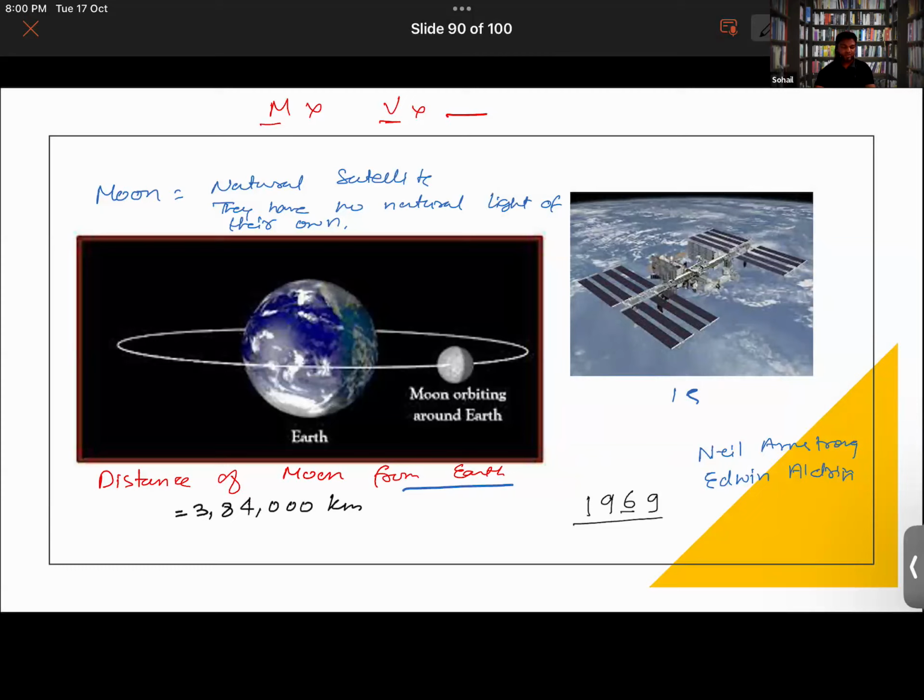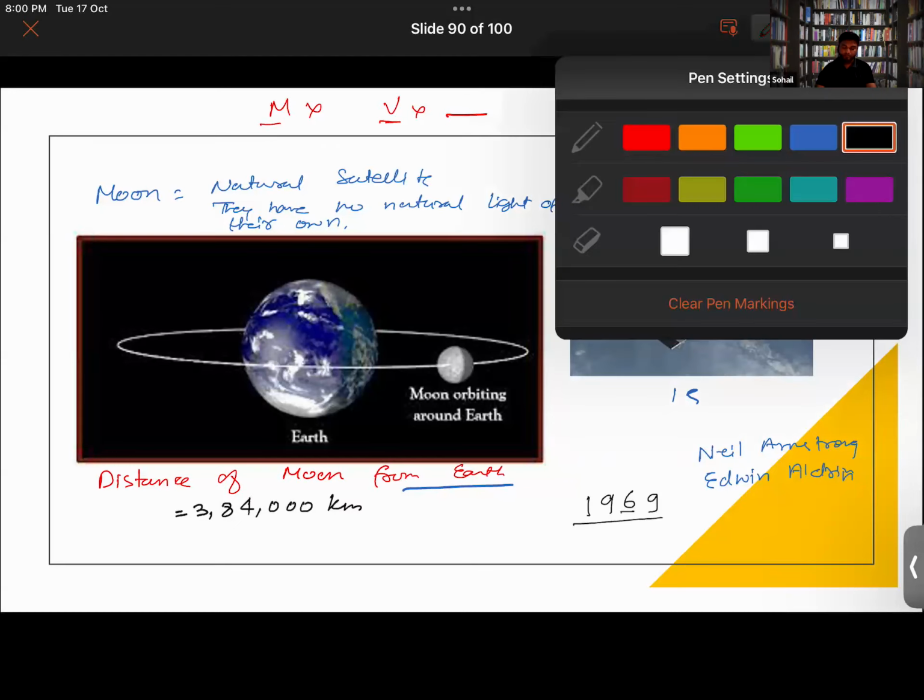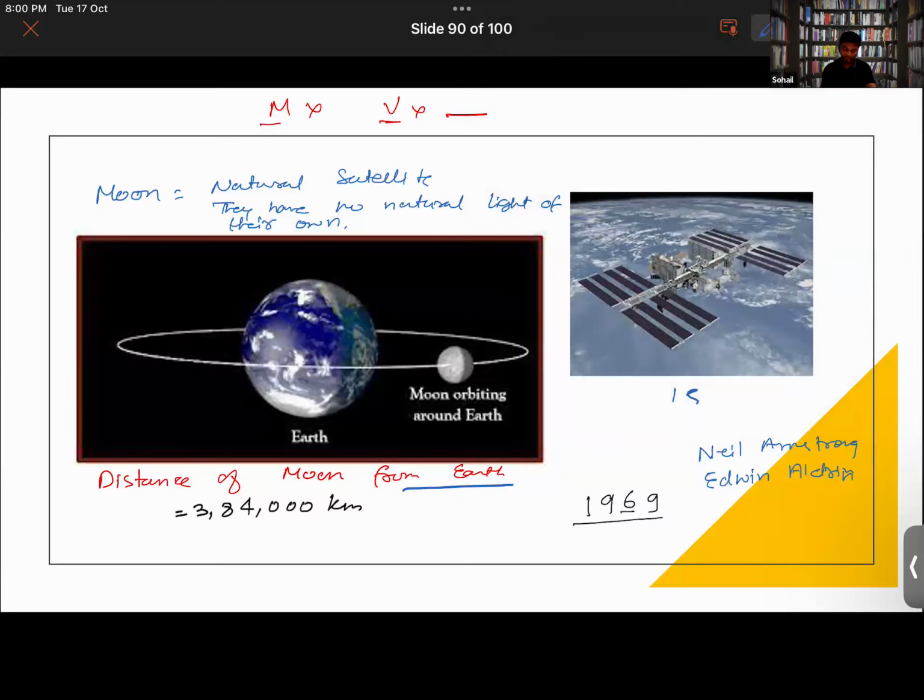And if I were to ask you, which is the closest celestial body to Earth? The moon. Exactly. So it is also the closest celestial body to Earth, you know? Right. Okay. And why does it appear bigger than the stars? The reason is obvious.